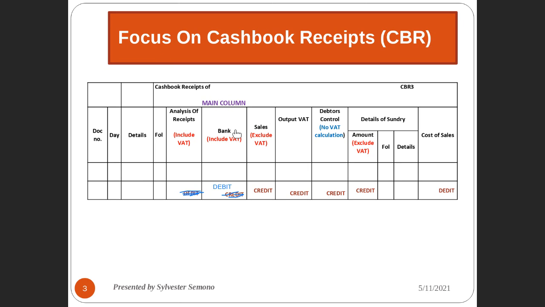I hope that you are following me. So the main account here is bank. That's why you can see that I wrote including VAT. By the main account, Jaden, I'm referring to the account whereby all the other accounts will be recorded into. For example, this sales amount will be part of the bank. This output will be part of the bank. This debtors will be part of the bank. This sundry will be part of the bank. Does that make sense, Jaden? It's where all the amounts will be transferred to at the end of that particular day. Does that make sense?